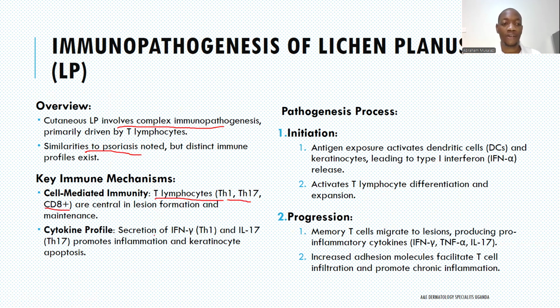So the cytokine profile that we usually see: we have secretion of interferon gamma by the T helper 1, and then interleukin 17 by the T helper 17, and these usually promote inflammation and keratinocyte apoptosis and also damage.